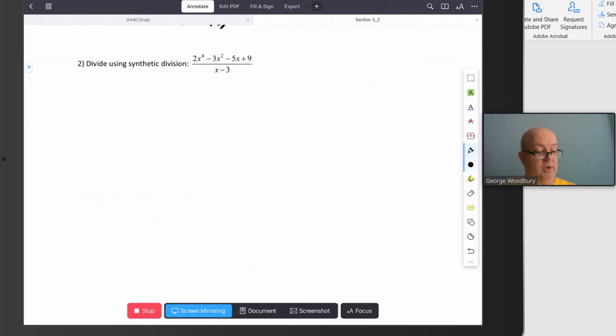X minus 3, 3 is being subtracted, so I'm going to start with a 3. This is degree 4 in the numerator, so I have an x to the fourth term. Its coefficient is 2. How about x cubed? I don't see one. I'm going to put in a 0 as a placeholder for x cubed. X squared I see as -3. X I see as -5. The constant is 9. That's ready to go.